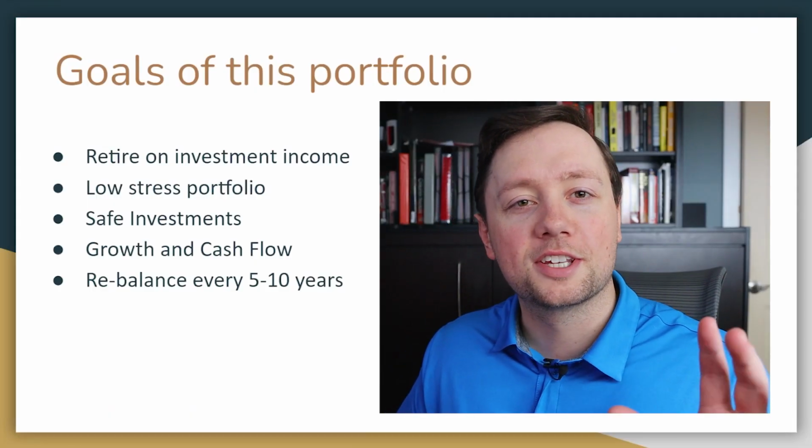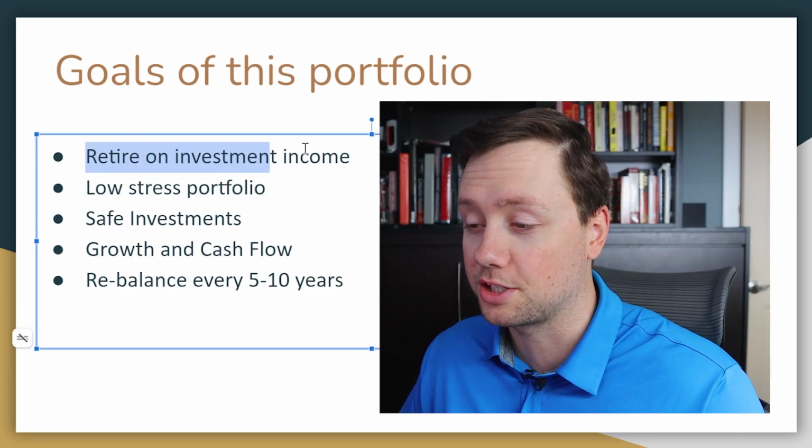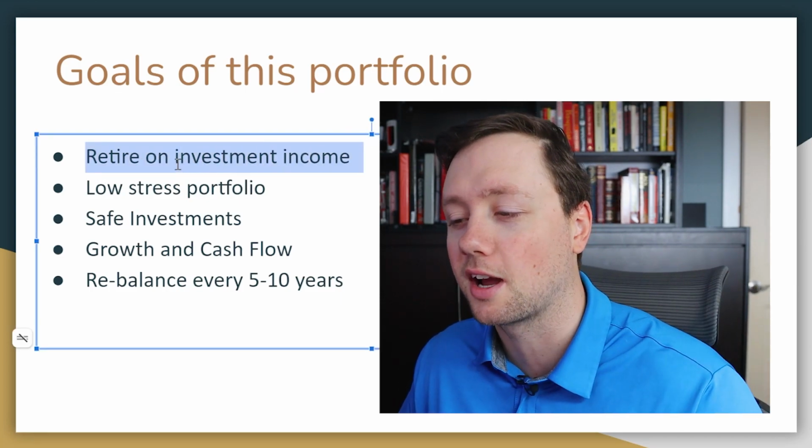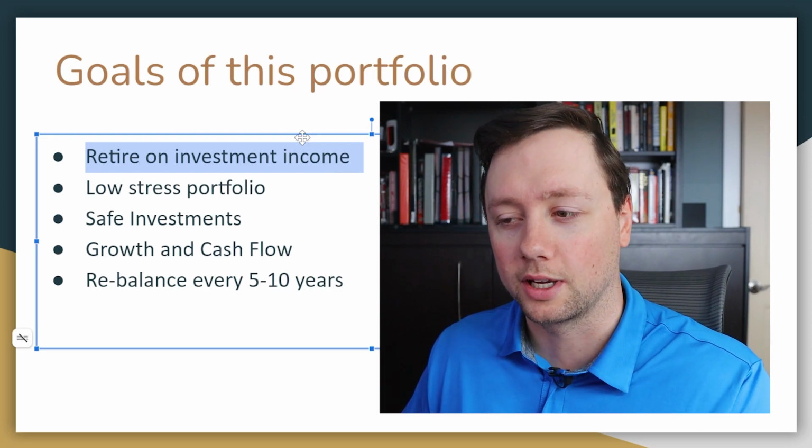Okay, so the goals of the set and forget portfolio are fairly simple. Number one here, pretty much everybody has this goal, and it is to retire on investment income. So you don't want to save up a bunch of money and then start withdrawing that money, because if you end up living to 110 or 115, you're going to run out of money. The goal is to have enough money generating income that you can live off the income that your investments are making. That's the ultimate goal here. And the goal of this portfolio is to get you to that point as quick as possible.